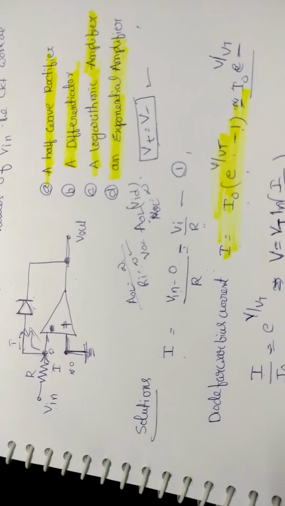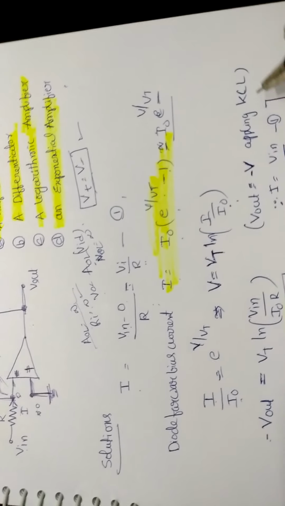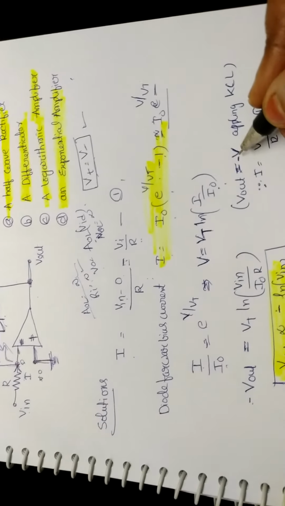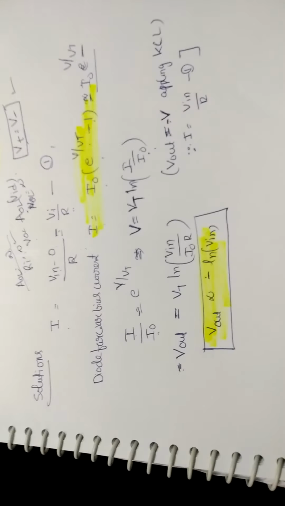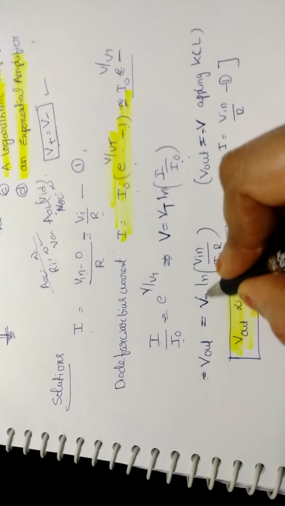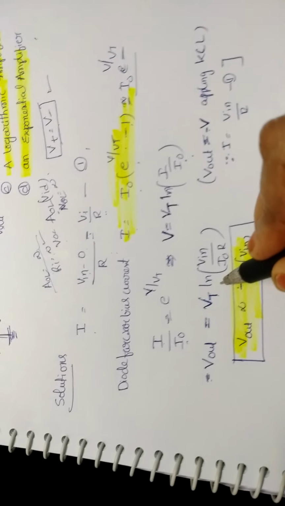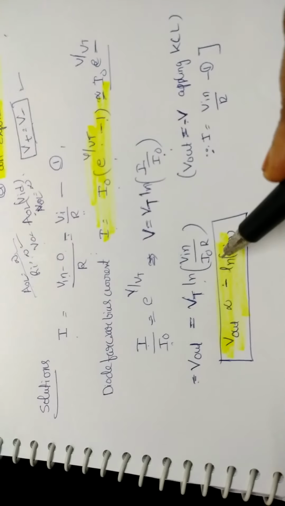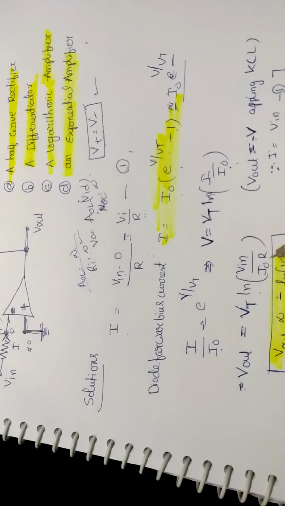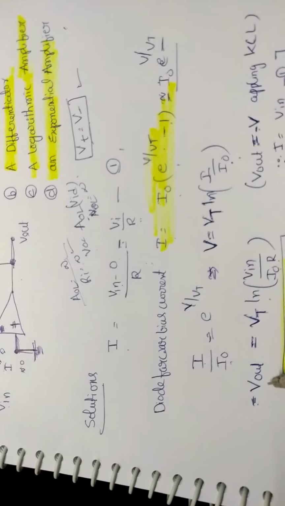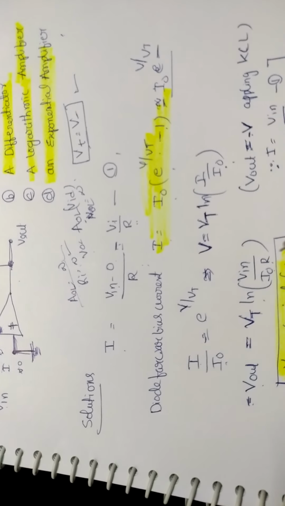So what is V naught? Apply KCL. This node is 0, so V naught is minus V. It's an inverting configuration, that is minus V. So V naught is equal to minus V, we can write it like this. Vt is a constant, and the natural logarithm of I is nothing but V in by R, so I naught into R is a constant. So V naught is equal to minus Vt into the natural logarithm of V in by (I naught into R).